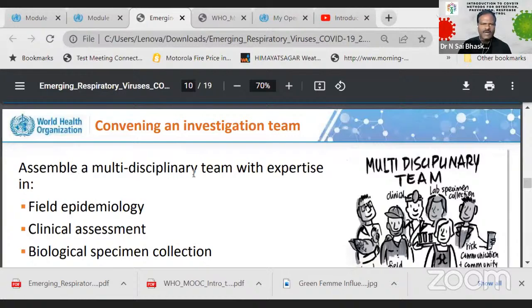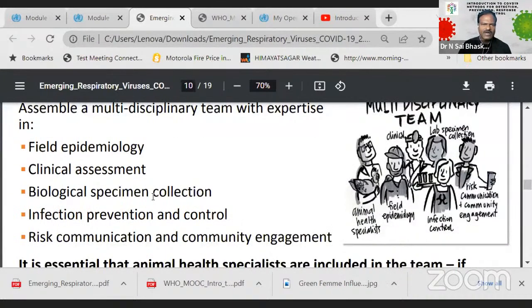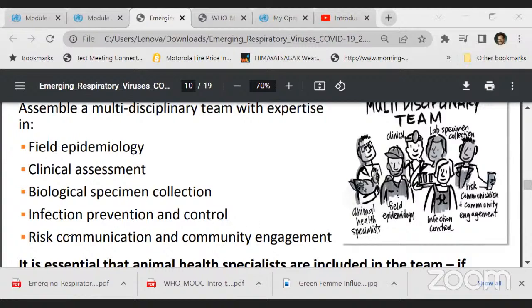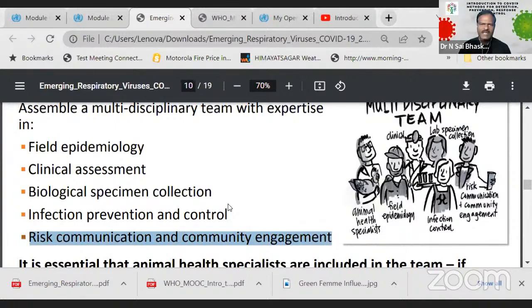Here we need a multidisciplinary team with expertise. That's why you all will be part of this pandemic, contributing or supporting, especially those who get infected or are under preventive care, or in many other ways we can work, directly or indirectly. That's why this knowledge is essential. Otherwise, there is a close team with field epidemiology, clinical assessment, biological specimen collection, infection prevention and control, risk communication and community engagement. Risk communication and community engagement, anybody can participate in.